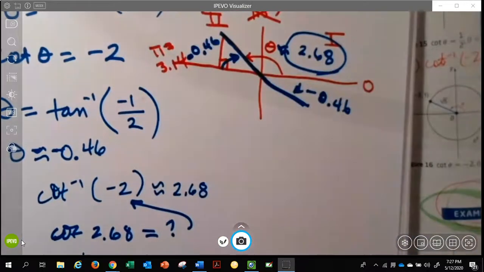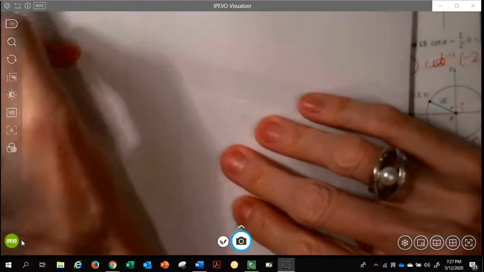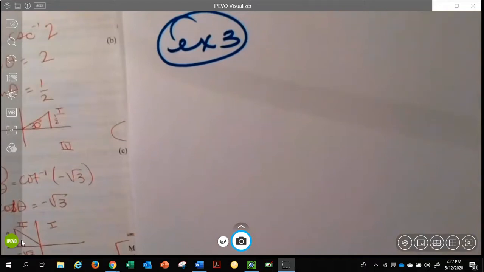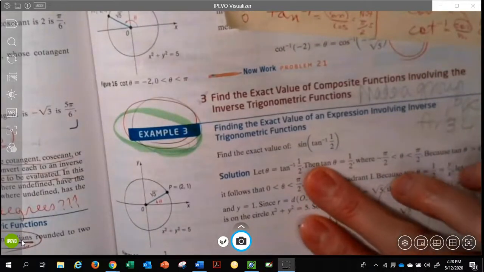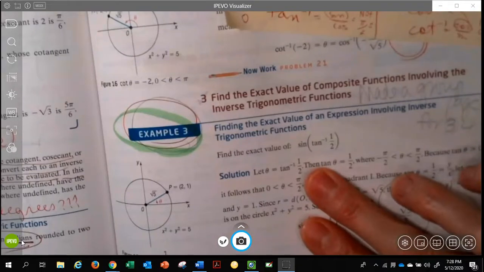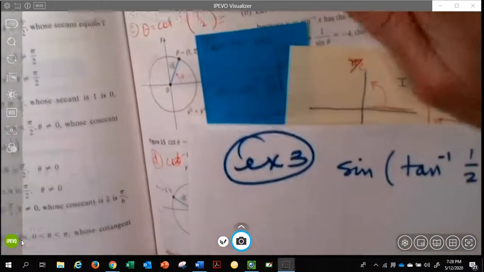So there's one more question that I want to do. Again, this might be a really good time to pause and think on this. You've seen other ways to do this, and I'm playing around with the way I like to do it. So example 3. Example 3 is the last one I want to look at, and it's on page 465. And I love, love, love these. Right here, we are supposed to find the exact value of the sine of the inverse tangent of 1/2.